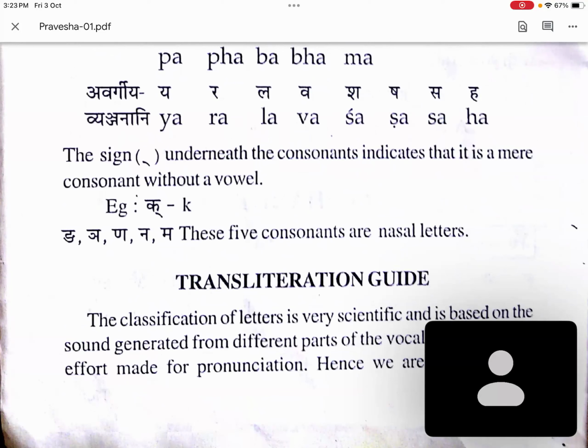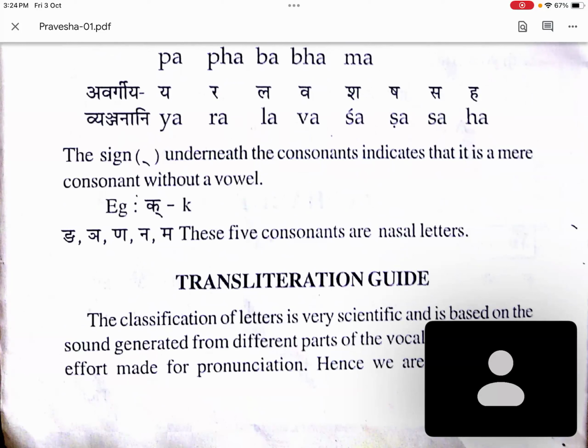Only when the consonant is added with a vowel will the ka come. When it is not added with a vowel, it will be k, and there will be a line below it. Okay? All the letters.